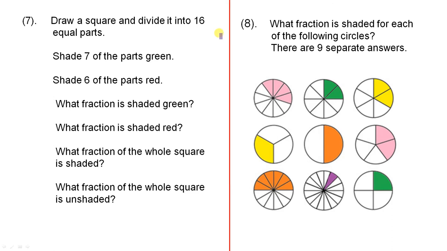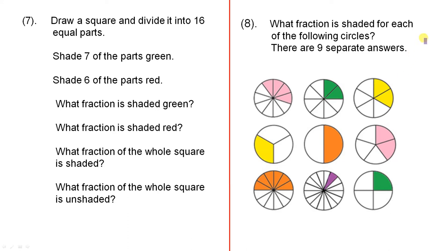Number 7. Draw a square and divide it into 16 equal parts. Shade 7 of the parts green. Shade 6 of the parts red. What fraction is shaded green? What fraction is shaded red? What fraction of the whole square is shaded? What fraction of the whole square is unshaded?